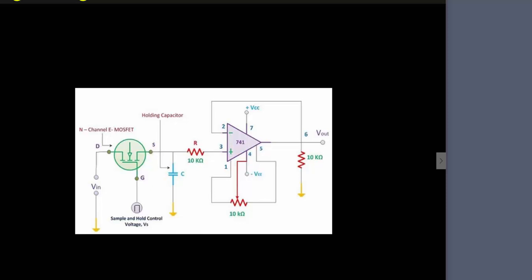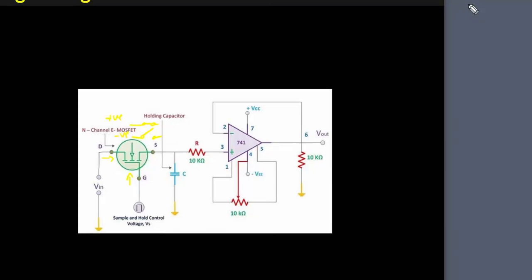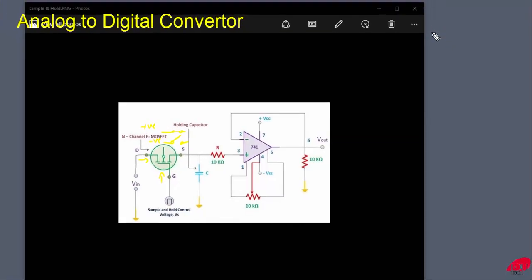The N-channel MOSFET will be used as a switching element. The input voltage, that is, the analog voltage, is provided through the drain terminal of the E-MOSFET, and the control voltage will be applied through the gate terminal. So when the positive pulse of the control voltage is applied, the switch acts as a closed switch, and when negative voltage is applied, the switch acts as an open switch. So let us understand the working of this sample and hold circuit using the waveforms.